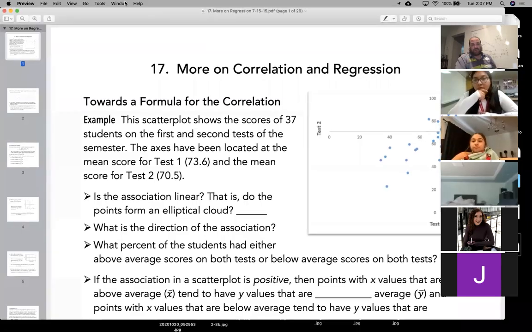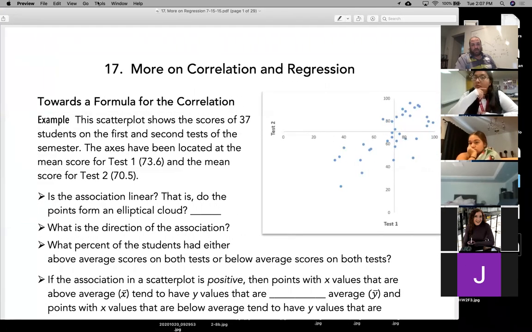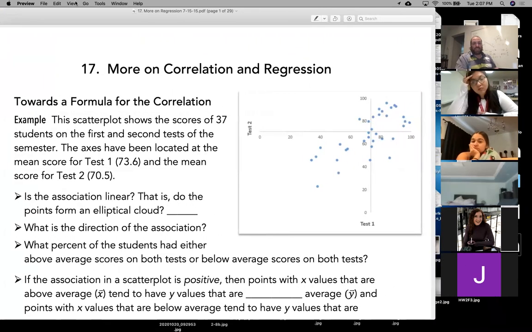So let's move on to chapter 17, more on correlation and regression. So we've been working on correlation and regression.